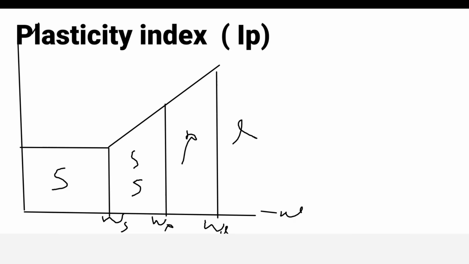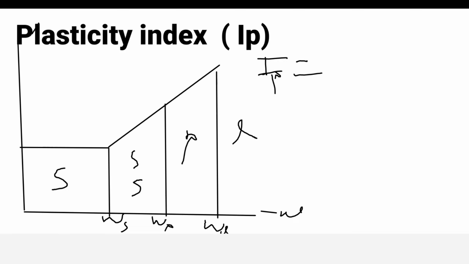So guys, directly I'm going to write the formula for IP. This is nothing but the plasticity index. So how can I write it? Plasticity index means plastic behavior. So this is the liquid limit minus the plastic limit.